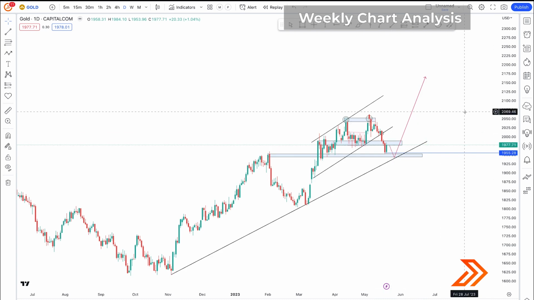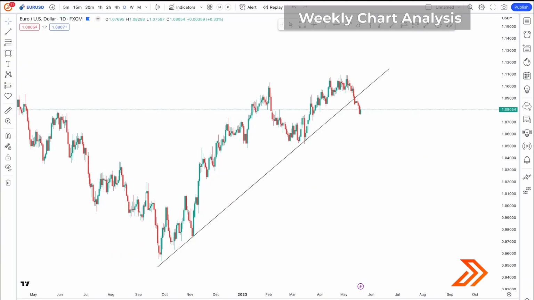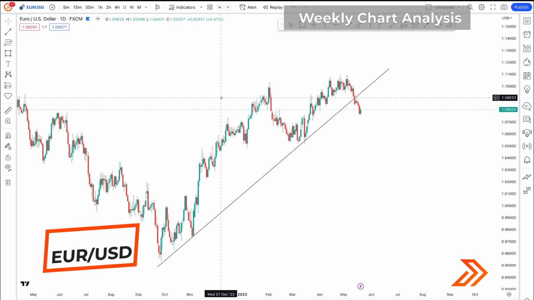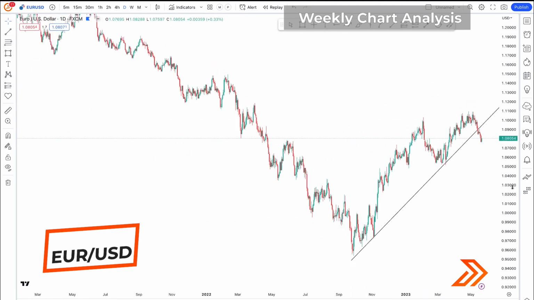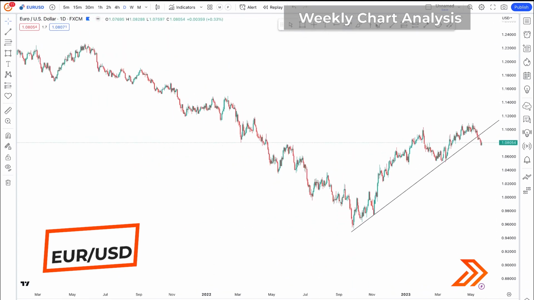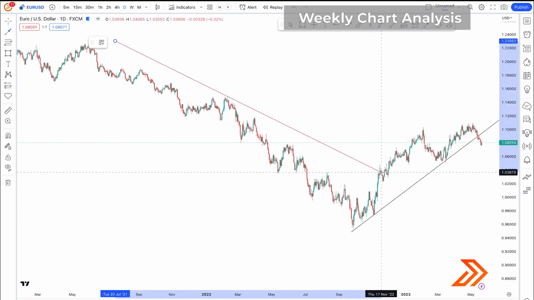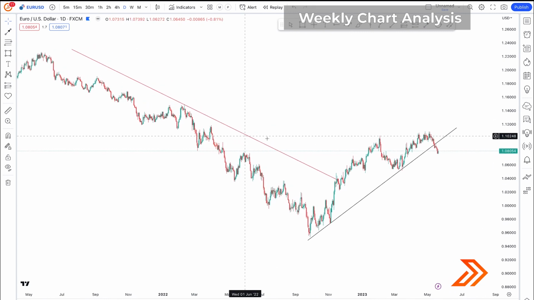Moving forward to EUR/USD, this is going to be the last pair that we'll be analyzing this week. For EUR/USD, if you notice, price has been bearish, because price has been on a bearish trend for the past couple of weeks.